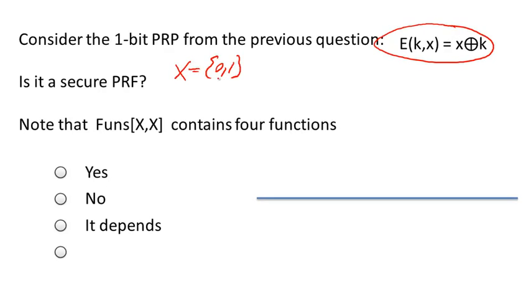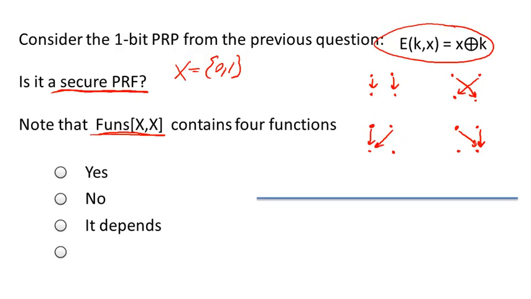And this time we're asking, is this PRP a secure PRF? In other words, is this PRP indistinguishable from a random function from X to X? Now the set of random functions from X to X, Funs[X,X], in this case contains only 4 elements. There are the 2 invertible functions, which we already saw, namely the identity function and the negation function, the function that sends 0 to 1 and 1 to 0. But there are 2 other functions, namely the function that sends everything to 0 and the function that sends everything to 1. Okay? These are the 4 functions inside Funs[X,X].